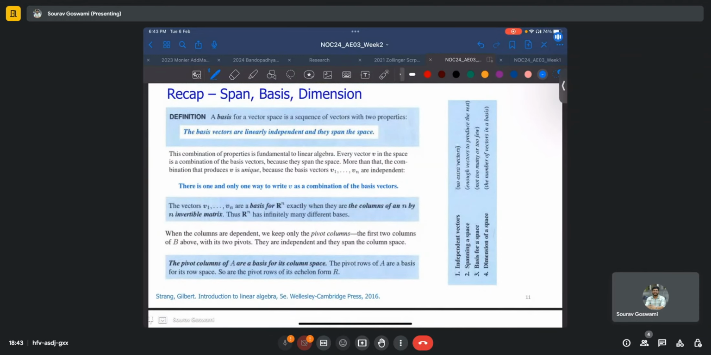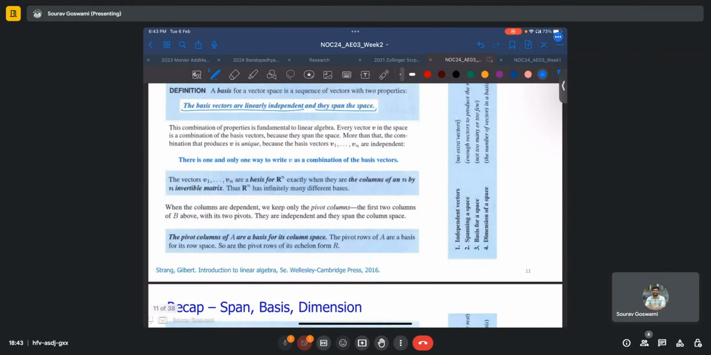Now, the basis for any vector space is a sequence of vectors with the following two properties. One is that the basis vectors are linearly independent, and second, they span the space. We'll use these two criteria to find a basis for a few example matrices we'll discuss. And every vector V in the space is a combination of the basis vectors because they span the space. And the combination that produces V is unique because the basis vectors are independent. Thus, there is one and only one way to write V as a combination of the basis vectors.